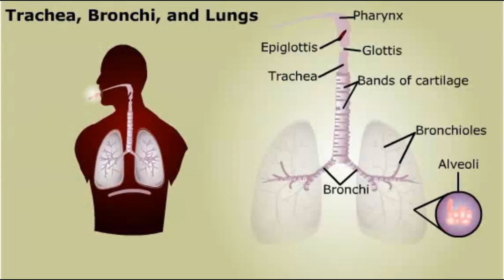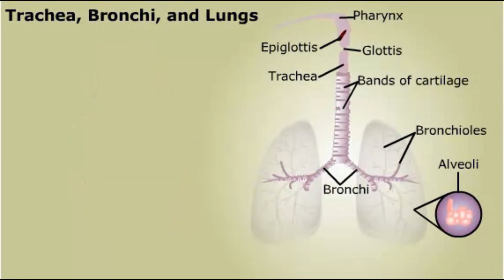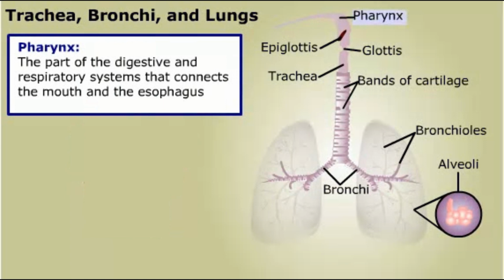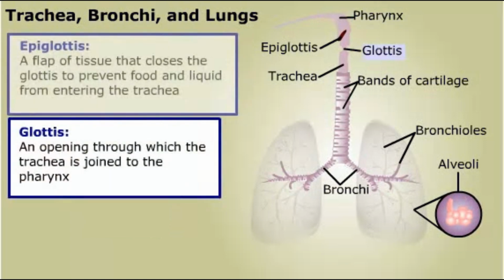The human respiratory system, like that of all mammals, consists of a trachea, 2 bronchi, and 2 lungs. Air entering the body passes into the trachea through an opening in the pharynx called the glottis. The glottis is protected by the epiglottis, a flap that closes when you swallow to prevent food from entering your trachea, your windpipe, and choking you.